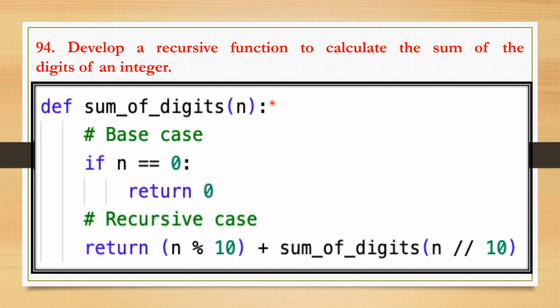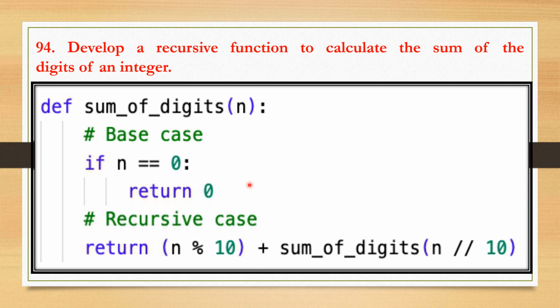The next function is to calculate the sum of the digits of an integer. Here the sum of digits function takes an input n representing the integer for which we want to calculate the sum of digits. The base case is when n becomes 0. In this case, there are no more digits to process, so we return 0.